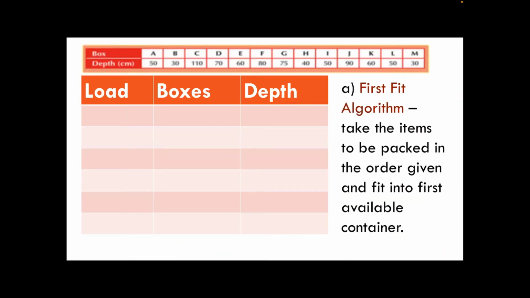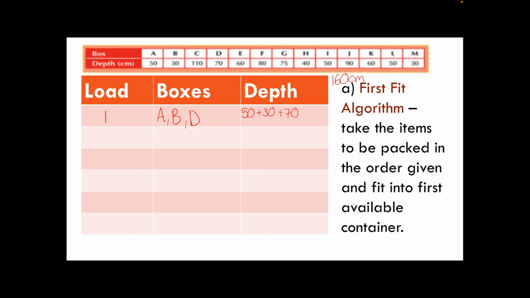To give myself a wee bit more room, I have just copied over the information that we were given. And we know that our maximum depth, just to remind us, was 160 centimetres. So for load number 1, I am going to put in box A, which was 50. We can put in box B, which is 30. So we're at 80. I then couldn't put in C because that's more than the 80 centimetres that we've got left. So I can put in box D, which is 70. So that's us up at 150.